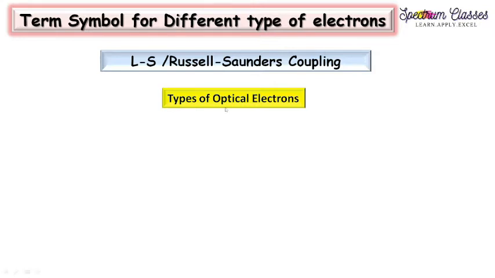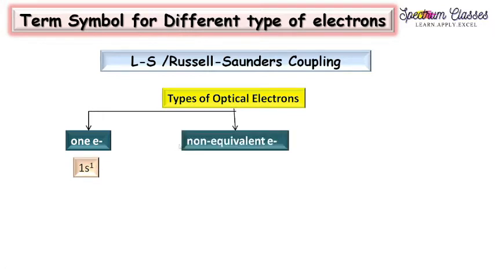So here, different types of optical electrons. First I'll tell you what optical electrons are. Optical electrons are those for which we are going to determine the term symbol. Here there are three different types of optical electrons. One electron system, where only one electron is present, for example S1 system or P1 or D1, etc. So only one electron is there for which we are going to determine the term symbol.